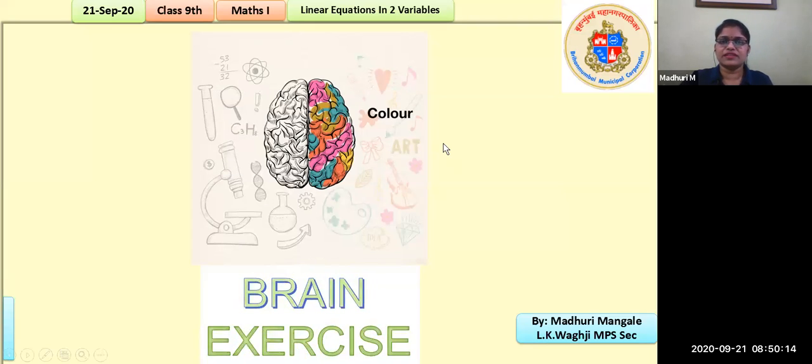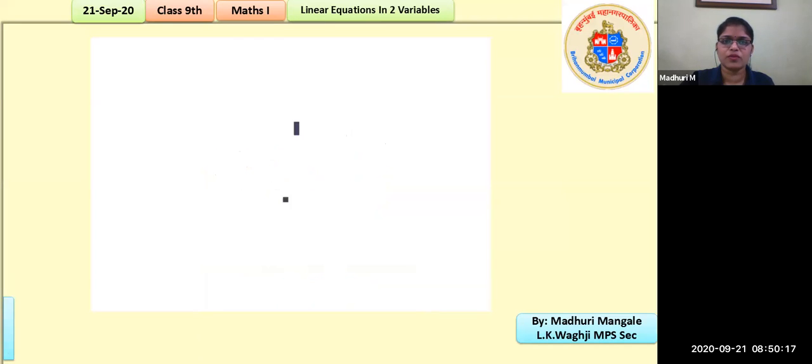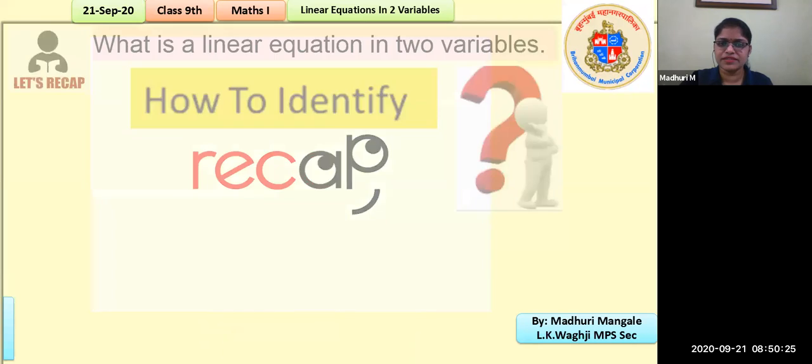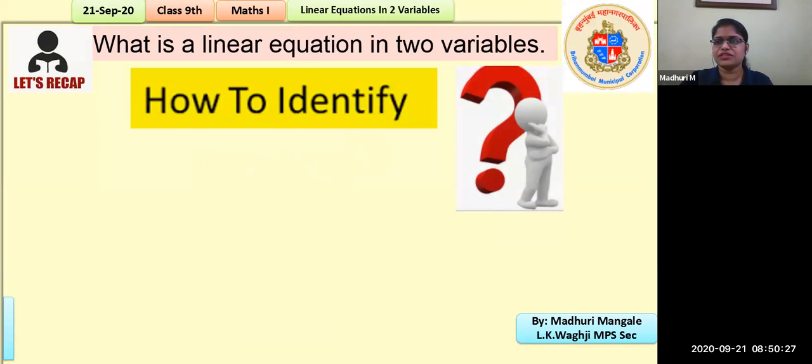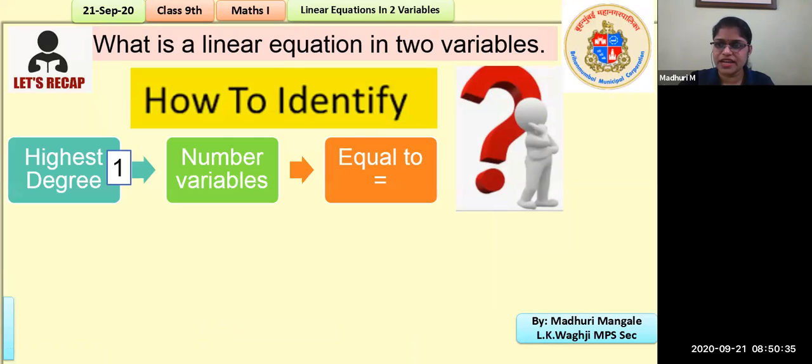First, we will look at the revision. Let us quickly recap what we did in the last class. So far, we have looked at some very basic things, like what is a linear equation in two variables? How do we identify them? The very basic thing is we look at the highest degree, that should be 1, the number of variables, that should be 2, and of course it should have an equal to sign, because if there is no equal to sign, then it is an expression. Equal to sign makes it an equation, right?